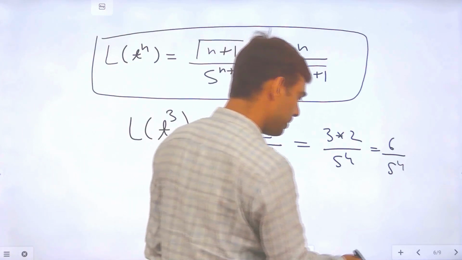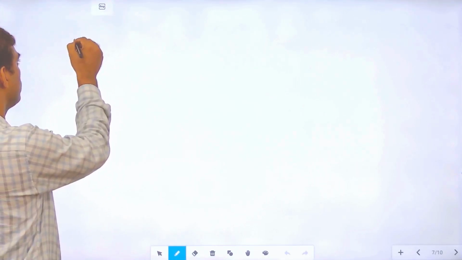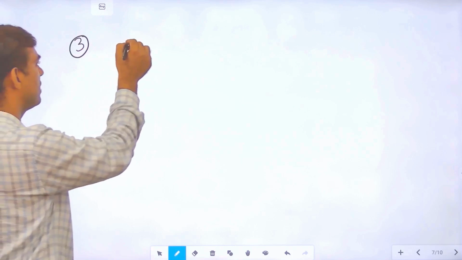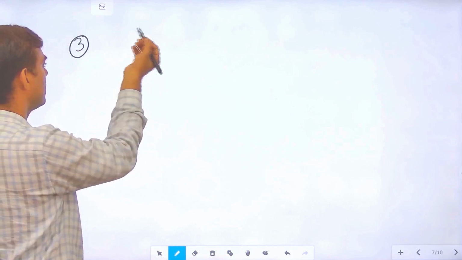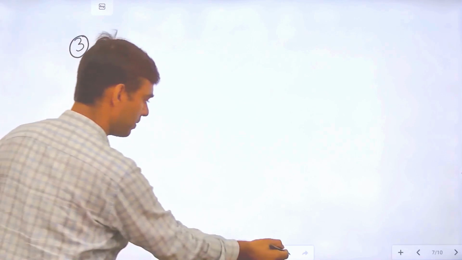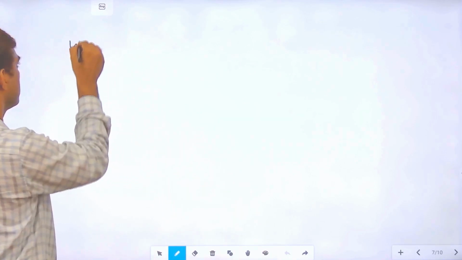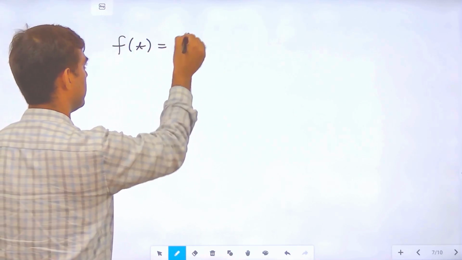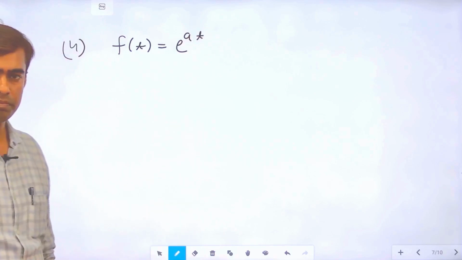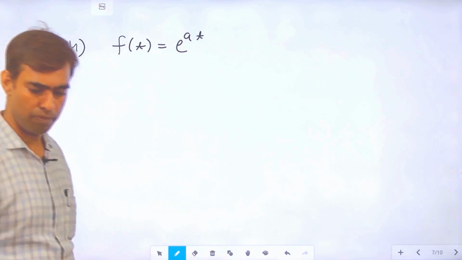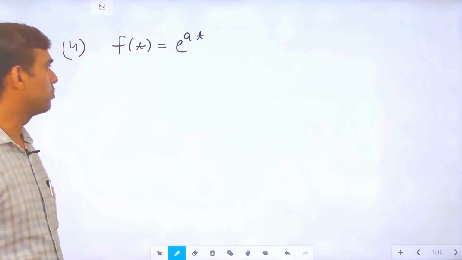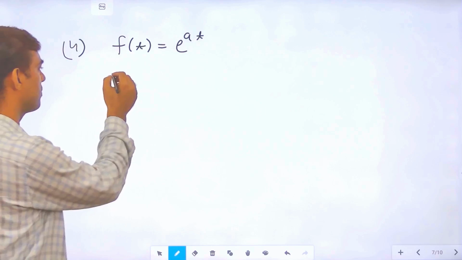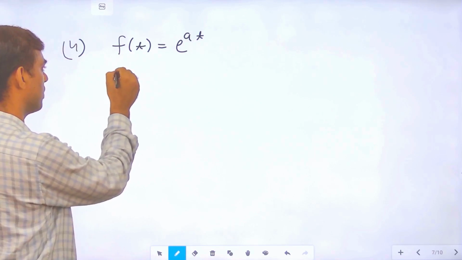Now the next elementary function is e to the power at. How do we find the Laplace transform of e to the power at? This is the fourth elementary function, f(t) equals e to the power at. How do we find its Laplace transform? Very simple, using the definition of the Laplace transform.